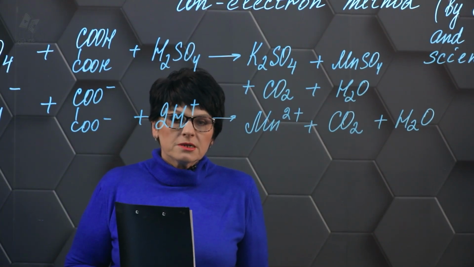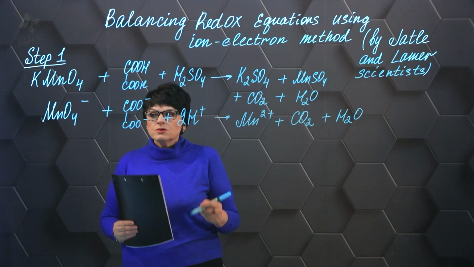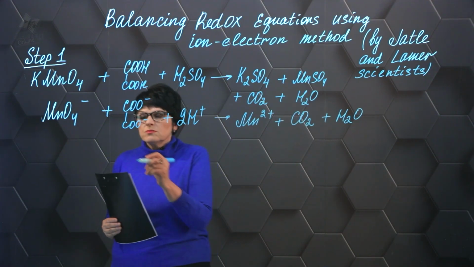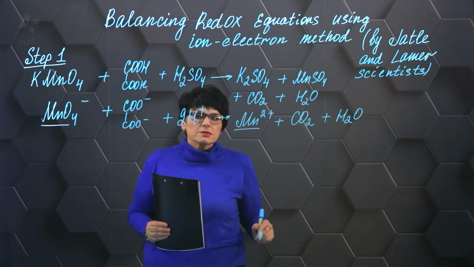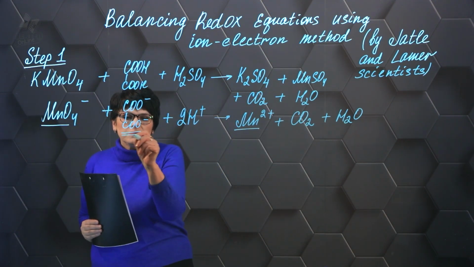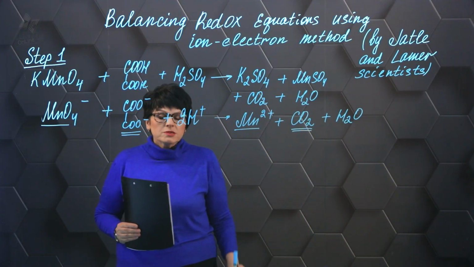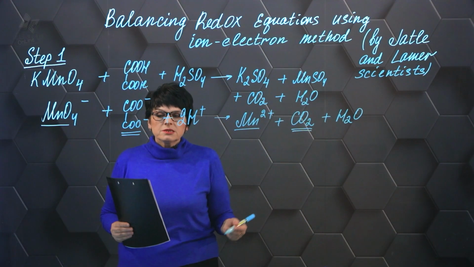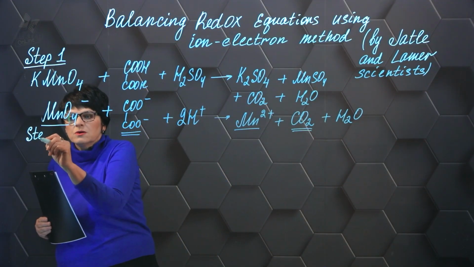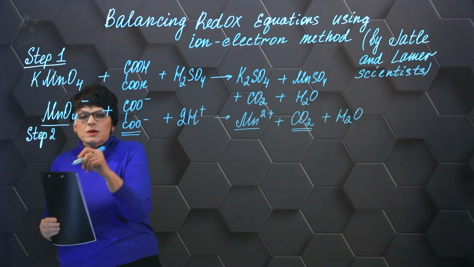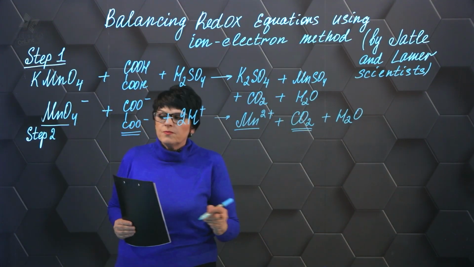Now we need to see what happens in this case to our ions. The permanganate turns into manganese ions, and the oxalic acid residue turns into CO2. Thus, we have two ions changing oxidation degrees and charges. This stage is called stage 2, when we've identified which particles have changed charges and shapes.